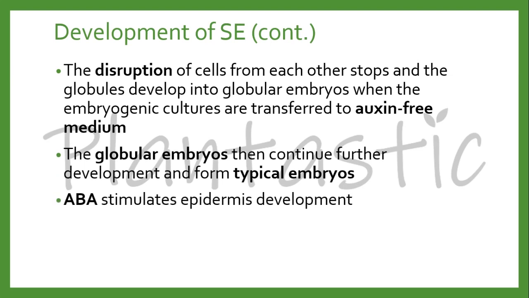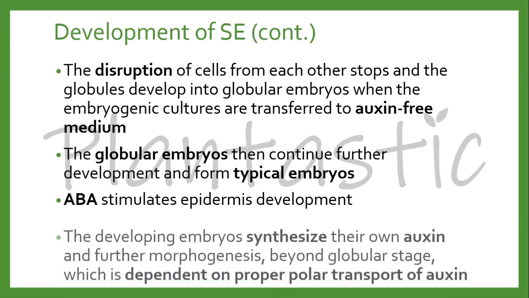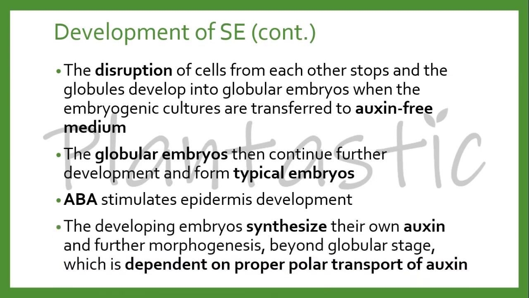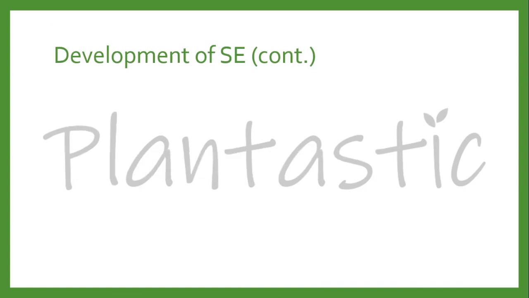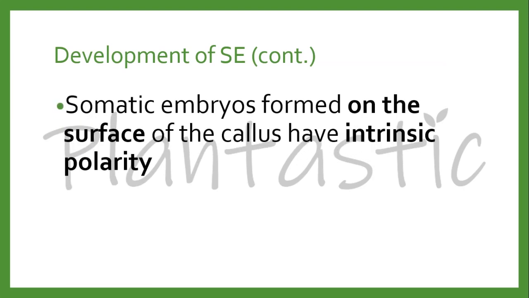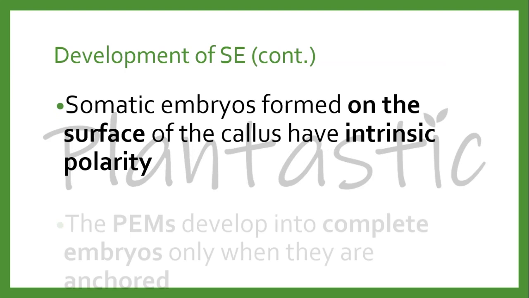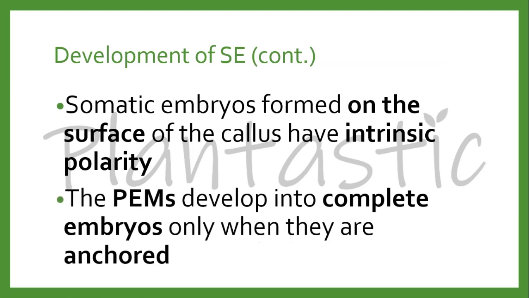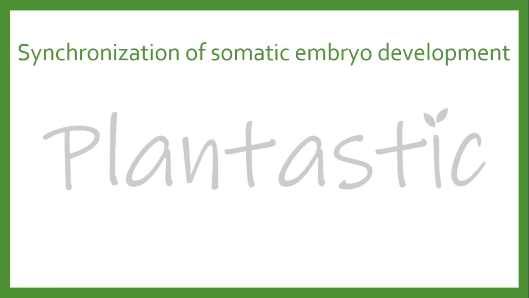ABA, abscisic acid, is used to stimulate the epidermis development. The developing embryos synthesize their own auxin and further morphogenesis beyond the globular stage is dependent on the proper polar transport of the auxin. And then, the somatic embryos will form on the surface of the callus, which have the intrinsic polarity. The pro-embryogenic masses will develop into complete embryos only when they are anchored.